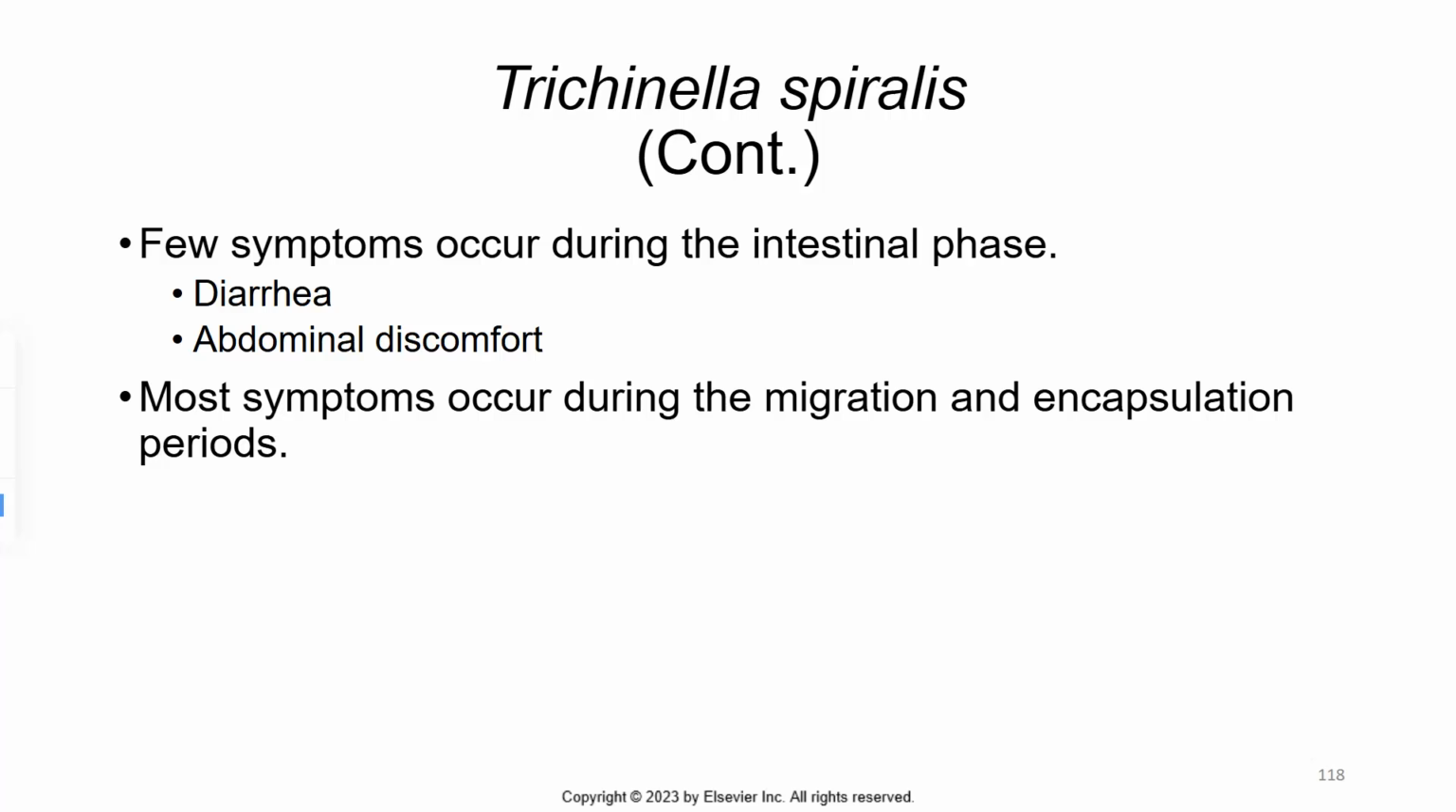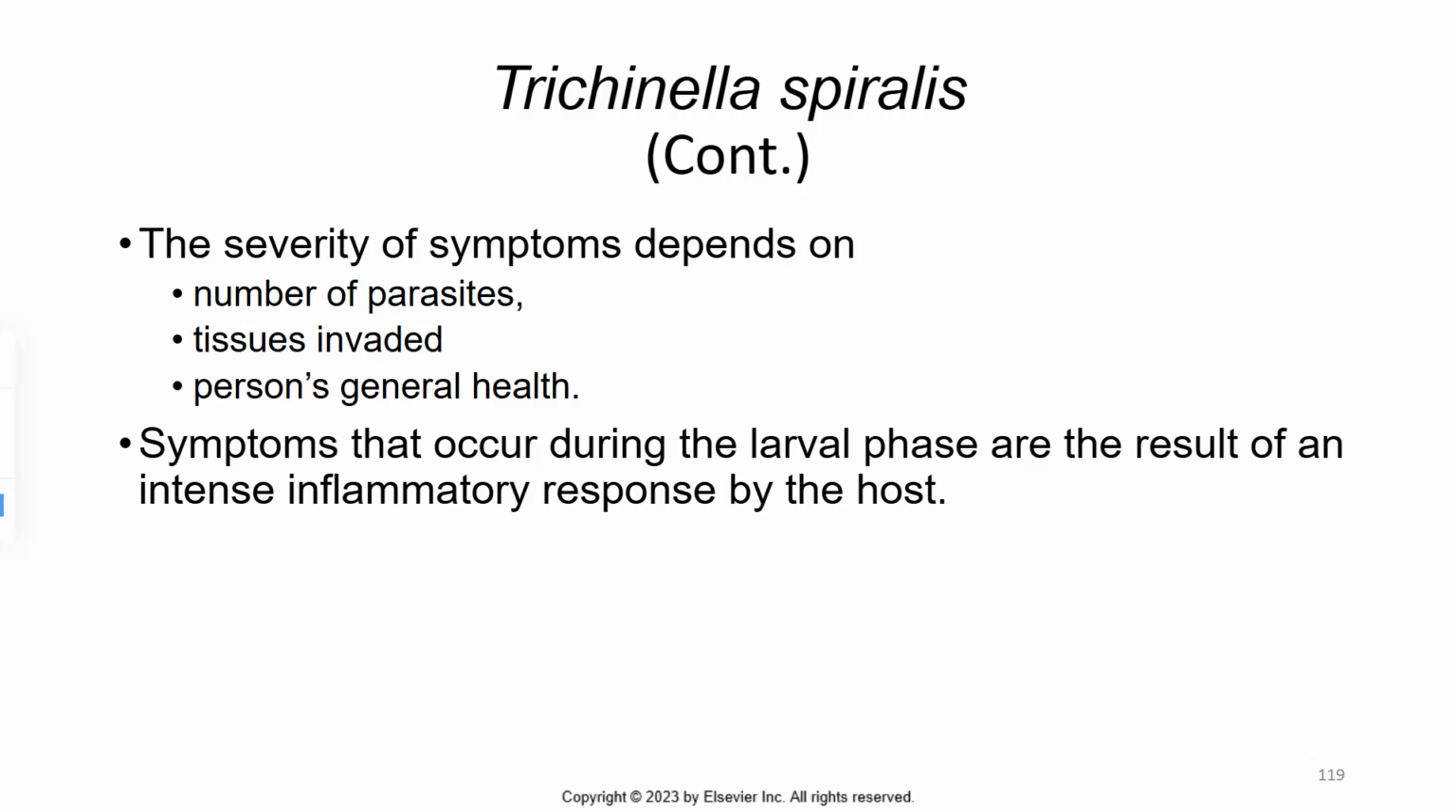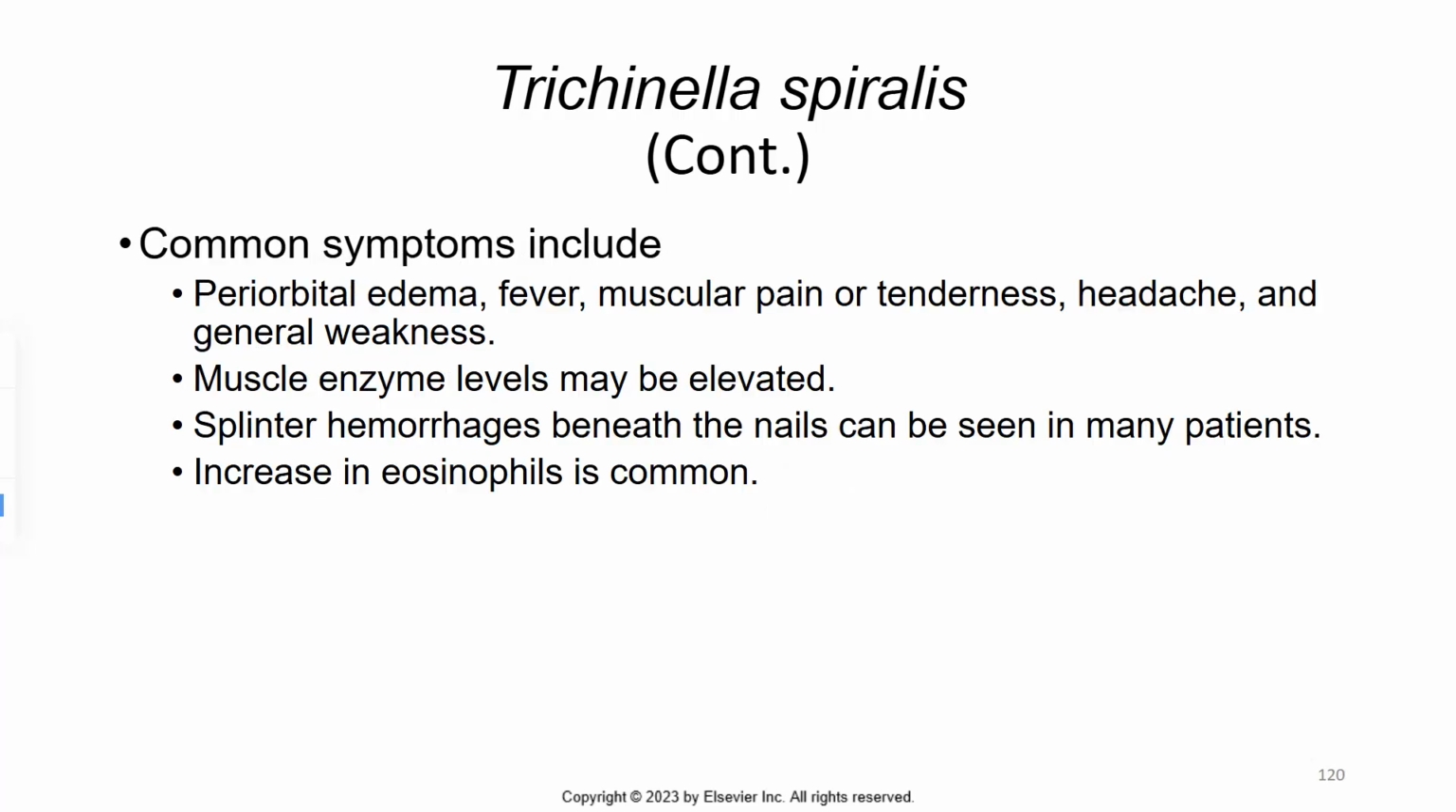Few symptoms occur during the intestinal phase: diarrhea and abdominal discomfort. But most symptoms occur during the migration and encapsulation periods. The severity of symptoms depends on the number of parasites, the tissue invaded, and the person's general health. Symptoms that occur during the larval phase are the result of an intense inflammatory response by the host. Common symptoms include periorbital edema, fever, muscular pain and tenderness, headache, and general weakness.